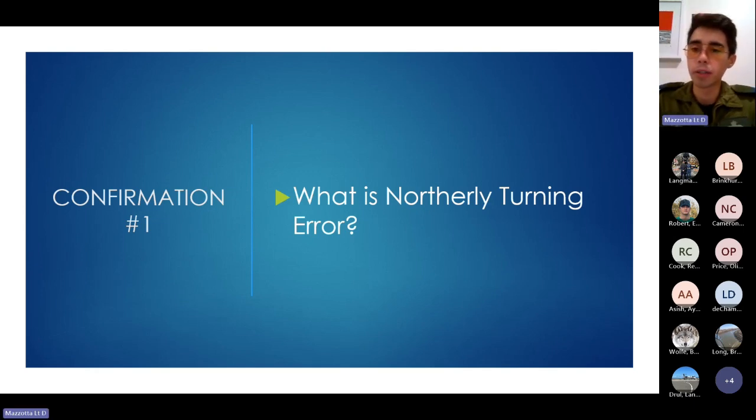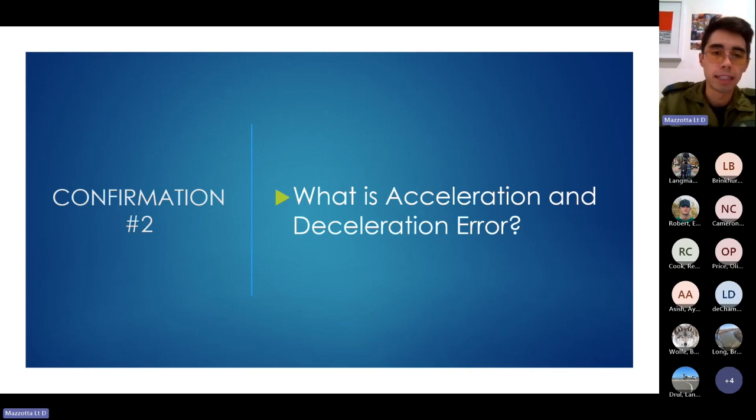Yeah, good. So when you're turning to the north, it's going to lead, and when you're turning from the north, it's going to lag. Good. Next question. What is the acceleration and deceleration error?